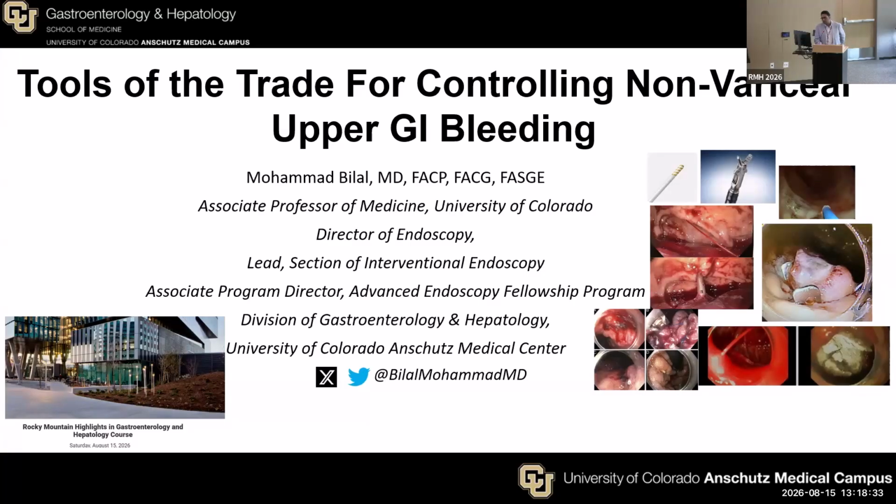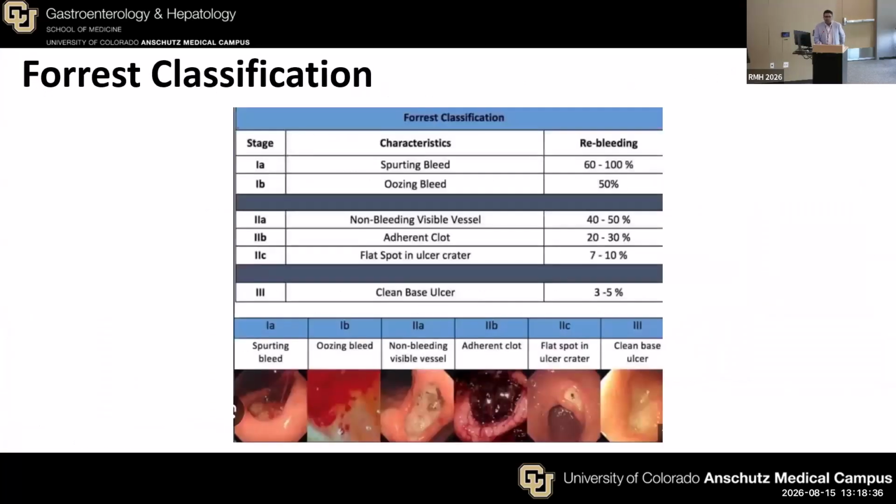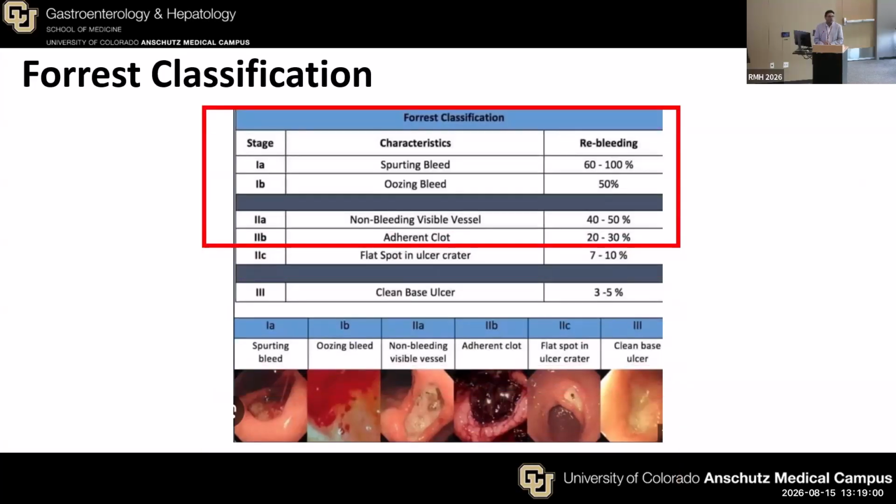So I'm going to talk about non-variceal upper GI bleeding. When we talk about non-variceal upper GI bleeding, the first and foremost thing to think about is the Forrest classification. When you see peptic ulcer disease or an ulcer on endoscopy, the most important thing is to recognize the risk of bleeding if you do not intervene on this ulcer or lesion. The things highlighted in red are areas where endoscopic intervention is needed. Why? Because if you don't intervene, the likelihood of rebleeding is extremely high.